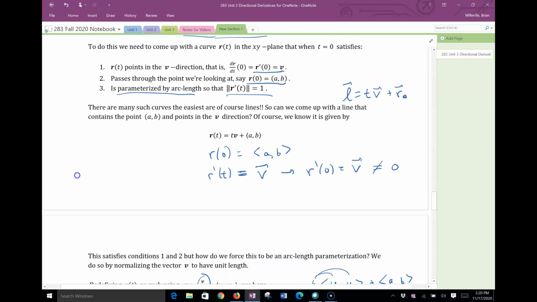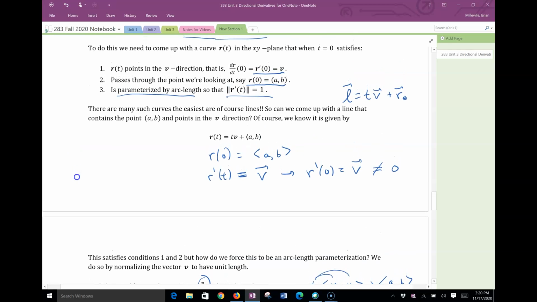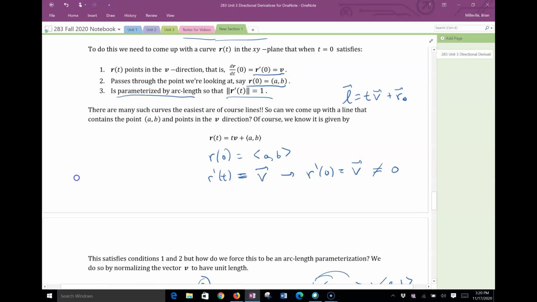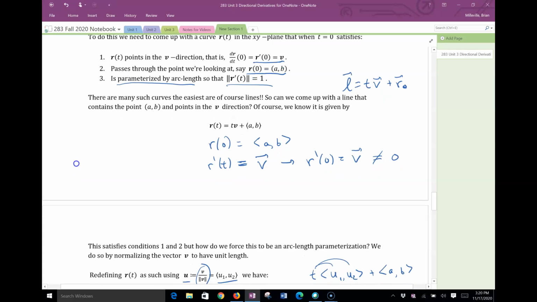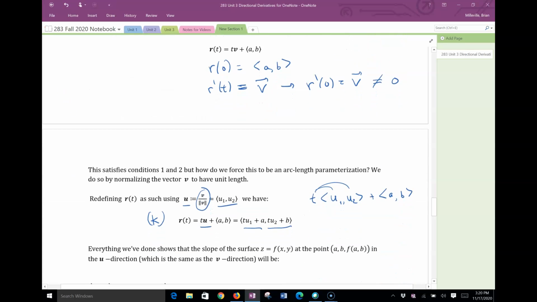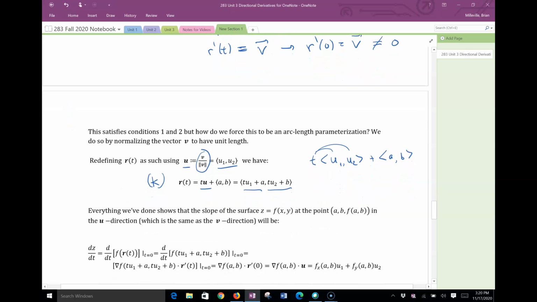It points in the direction we want it to. It passes through the point we want it to at the appropriate time, parameter value t equals 0, and it's parameterized by arc length. Now, what do we need to do then? We can just compute the derivative of the third component, meaning the derivative of the height function.